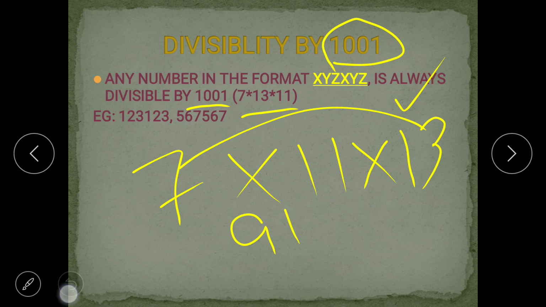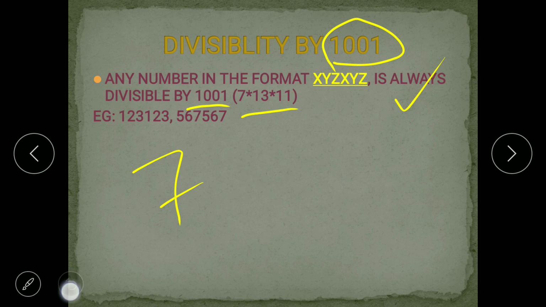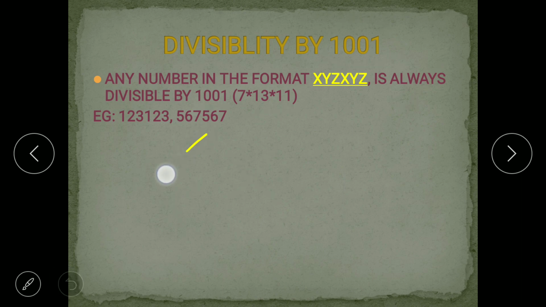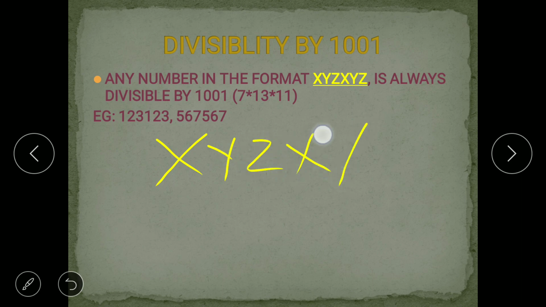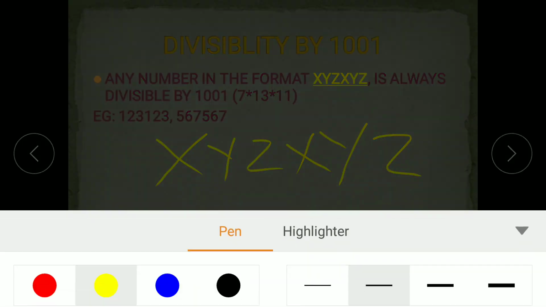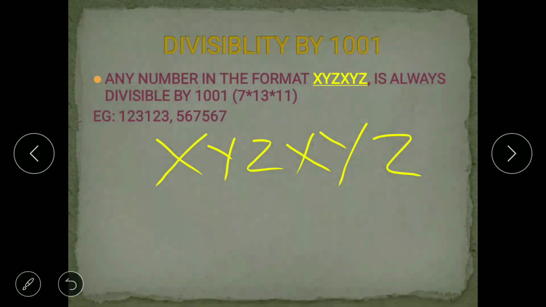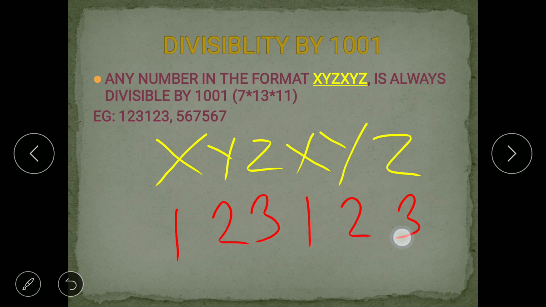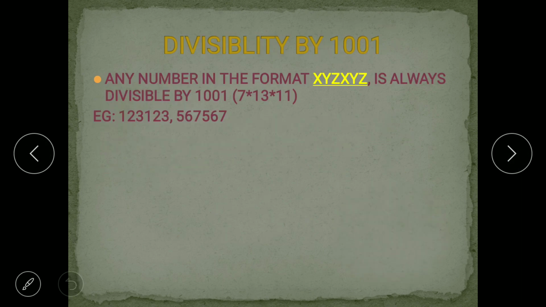So any number, see the example, it's 1 2 3 1 2 3. What have I told you? It's xyz xyz, then the number is divisible by 1001. So here it's 1 2 3, again 1 2 3. This is always divisible by 1001. Direct questions based on this come in SSC CGL exams. So we are done with it.